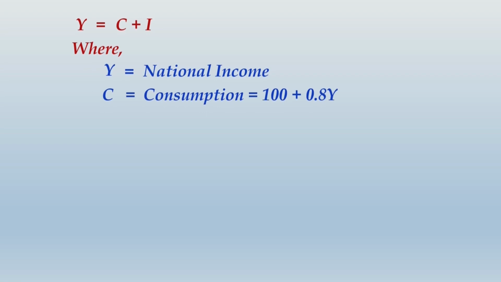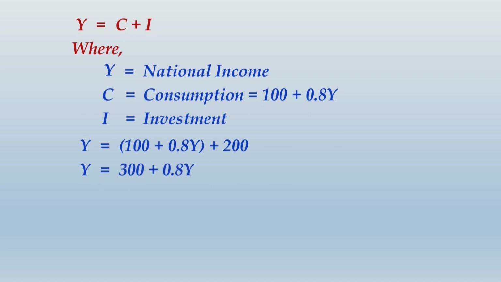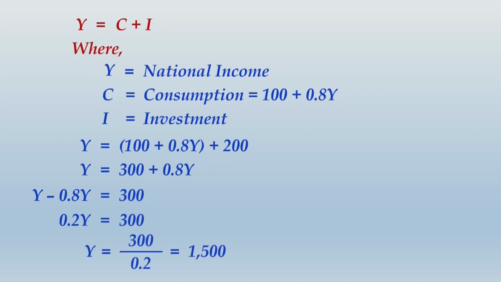We know one thing, that Y equals to C plus I. So C is the consumption expenditure and I is the investment expenditure. So Y stands for national income, C is the consumption, which is 100 plus 0.8Y, and I is investment. And when we substitute these values, what we get as value of Y, which is summing up to 300 plus 0.8Y. So Y minus 0.8Y will give you 300. So 0.2Y is 300. So Y will be obviously 300 divided by 0.2, and that is 1500.